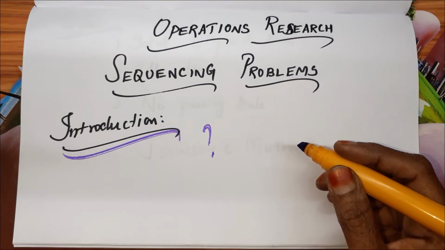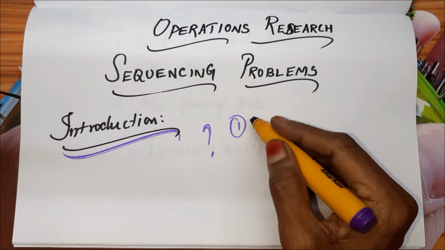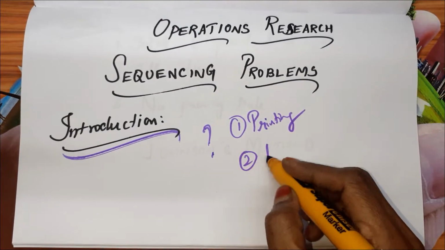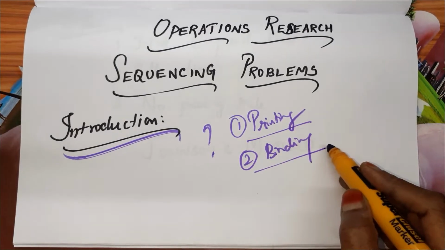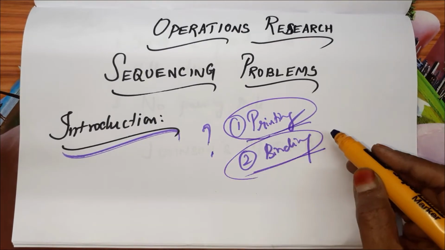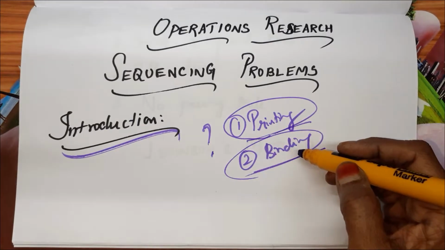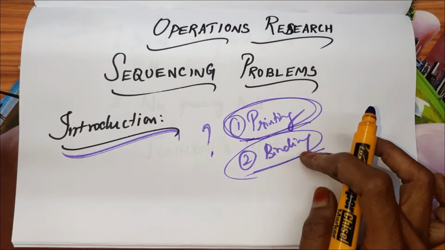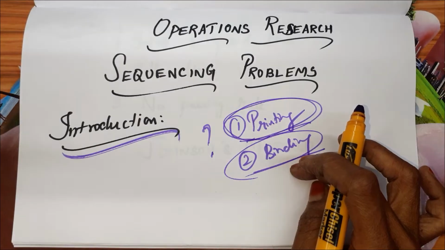Suppose a publisher is going to publish books. He has two jobs. One is printing of the pages in the book and the other one is binding the pages together to get a book. So he has two processes. The first job is printing and the second job is binding. After doing these two, there is an order: the first one has to be the printing process, the second one is the binding process.